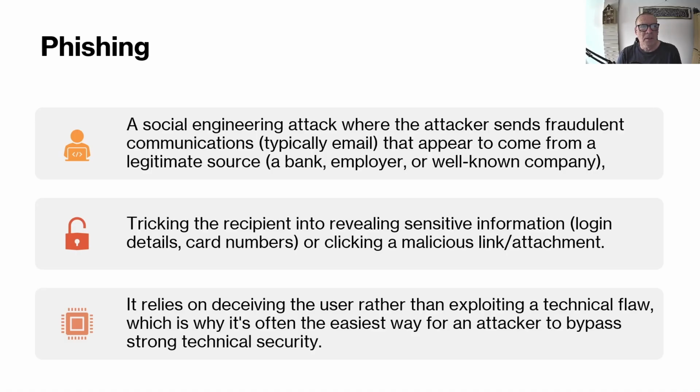Phishing. This type of attack uses social engineering, where the attacker sends fraudulent communications, typically by email, and they appear to come from a legitimate source, for example a bank. This can trick the recipient into revealing sensitive information such as login details, or clicking malicious links. It relies on deceiving the user rather than exploiting a technical flaw, which is why it's often the easiest way for an attacker to bypass strong technical security.